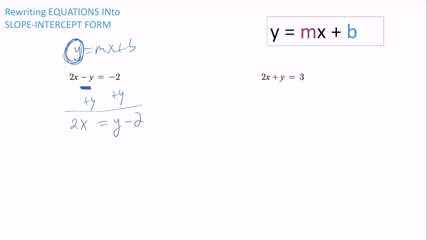And now I need just y, right? So I'll add the 2 to get rid of the minus 2, plus 2. And I have y over here equals 2x plus 2. And that looks like my slope-intercept form, so that's good.